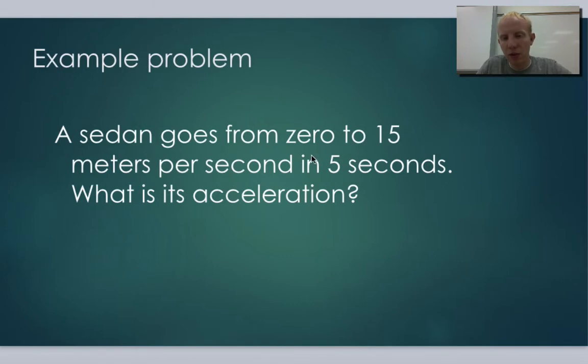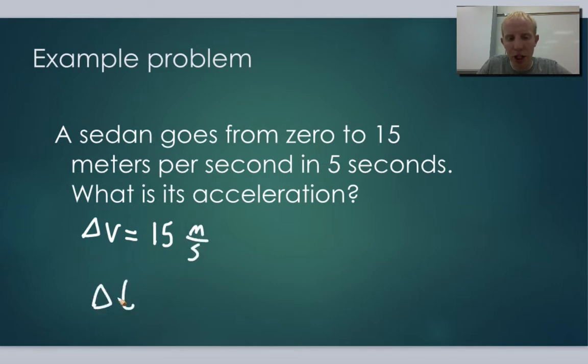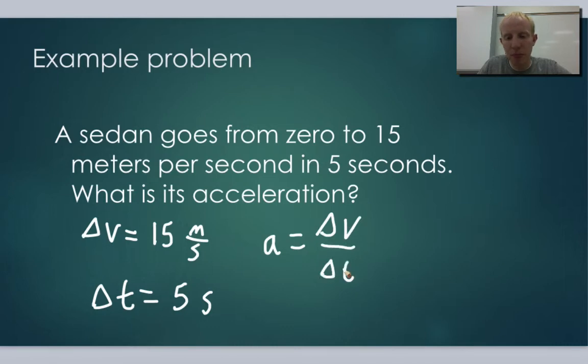So a sedan goes from 0 to 15 meters per second in 5 seconds. What is its acceleration? Okay, so all we need to do is find the change in velocity. Well, it went from 0 to 15, so our change in velocity is 15 meters per second. It did that in 5 seconds, so our change in time is also 5 seconds. And then we just plug into the equation. So acceleration equals change in velocity over change in time. That's going to be 15 meters per second over 5 seconds, which is going to give us 3.